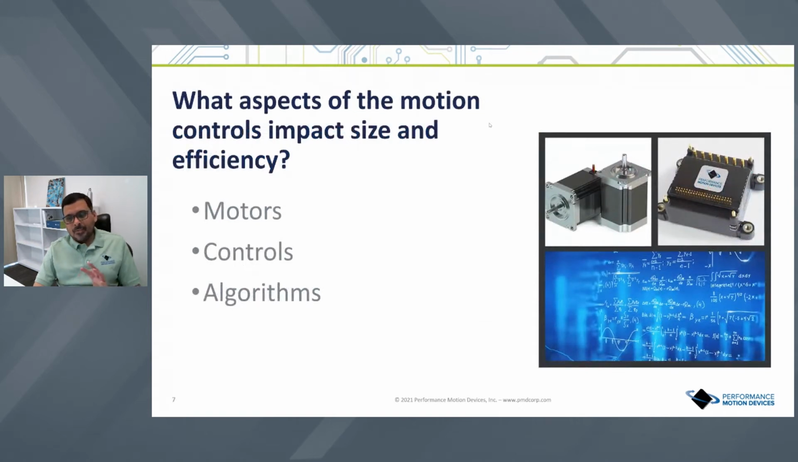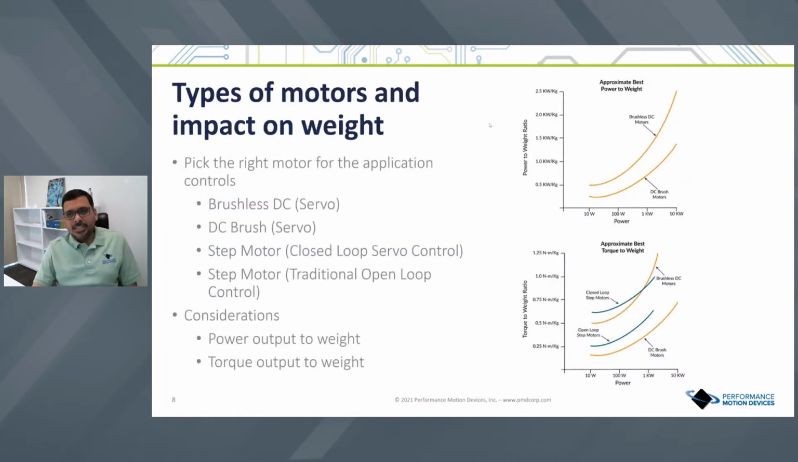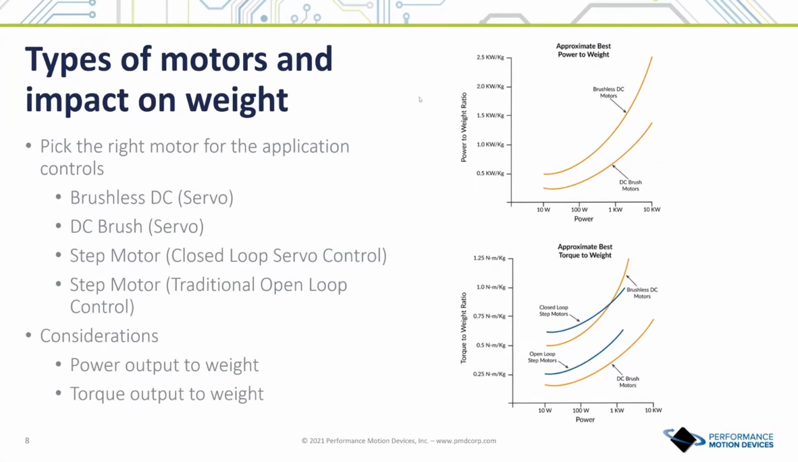So what are the attributes of all three of those problem areas? Obviously, when you are trying to move something, you have a motor, you have the controls, you have a motion control drive, and you have the algorithm. We'll look through all three aspects to see how we can help get better weight, size, and performance. So just a quick background on motors. I'm sure a lot of you know about this, but it's always good to step back and take a look at some of the main motors that people use.